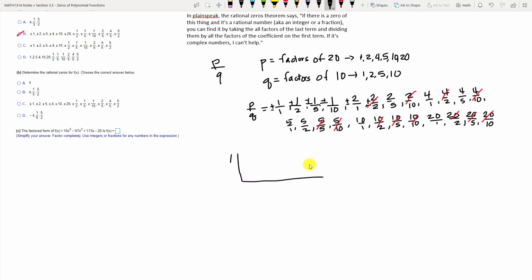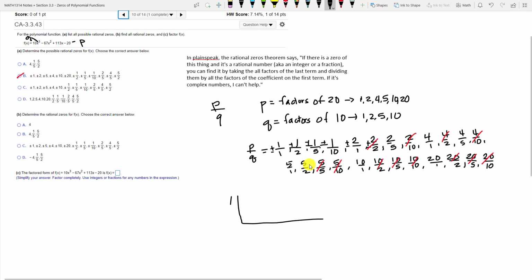I'm going to do one synthetic division to show you how to do the steps if you're not familiar. You write the number you want to try to factor by, and write all the coefficients of your polynomial here on the inside.